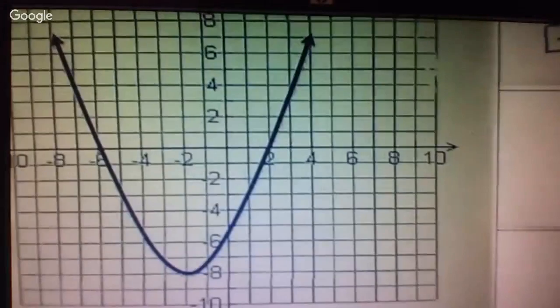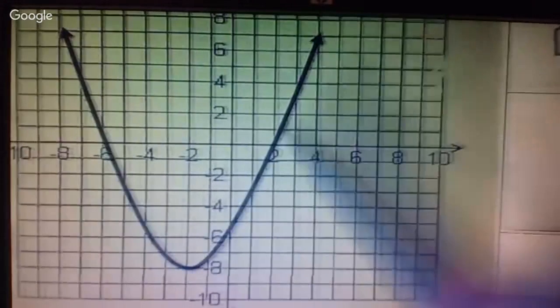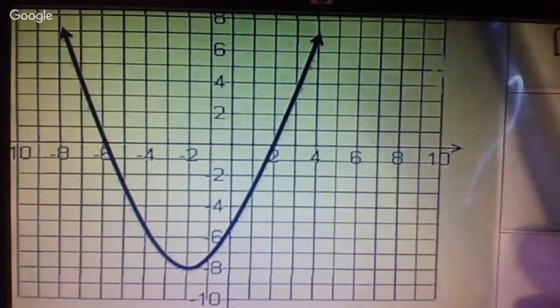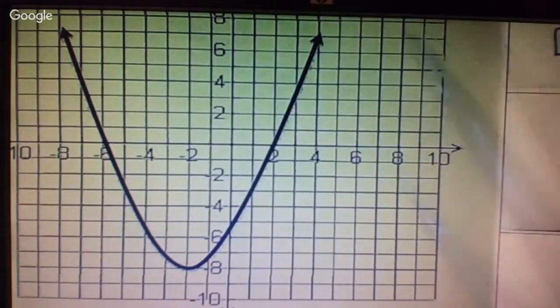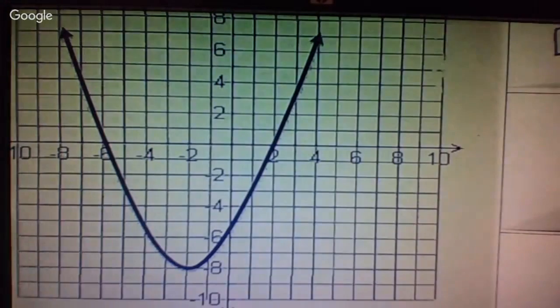Look at your graph. What's happening on my ends? It's never stopping going up. So your graph's just going to keep going. It's going to get wider and wider and wider, and it's just going to keep going up and out to the sides.